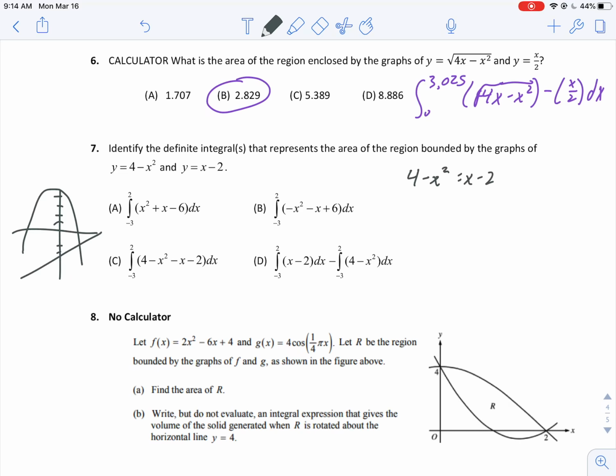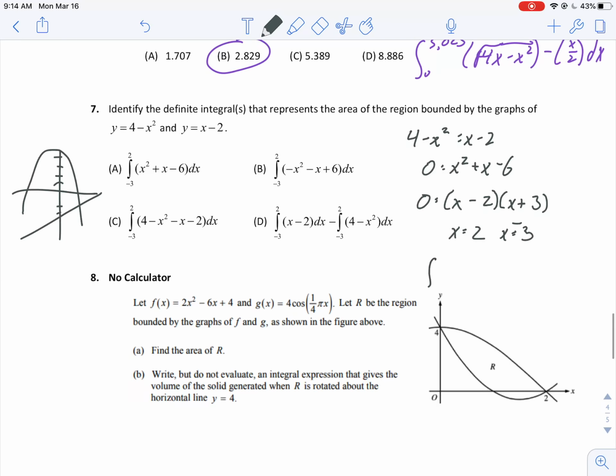All I'm going to do is go ahead and find my points of intersection. And what is this? Factors of 6 that add up to 1. So 2 and 3, a plus and a minus. So that yields x equals 2 and x equals negative 3. All right, so it looks like my options are going to be A, B, or C.